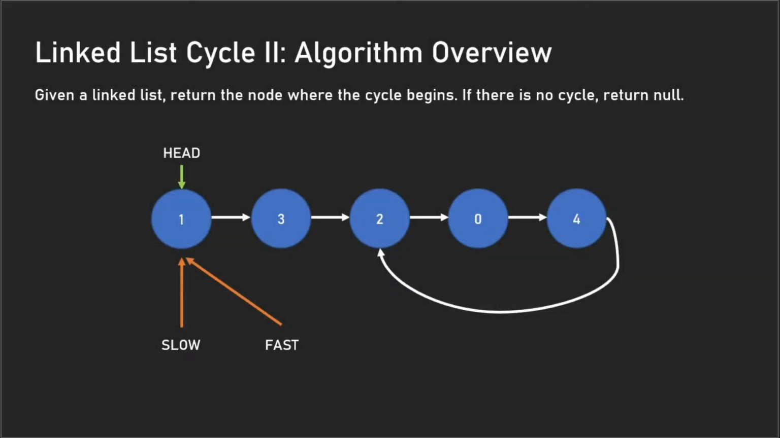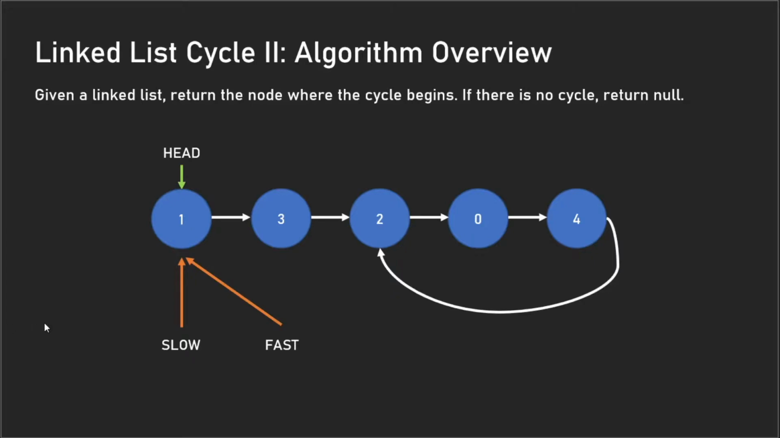Today I'll be going over linked list cycle 2, and if you haven't seen my video on linked list cycle, then I encourage you to go back and watch that before watching this video. In this problem, you're given a linked list and you have to return the node where the cycle begins. This is different from the regular linked list cycle problem because in that case you just had to return a boolean true or false whether a cycle existed or not.